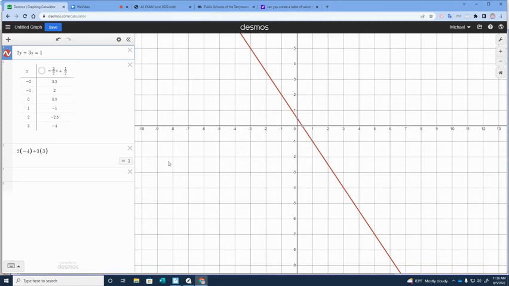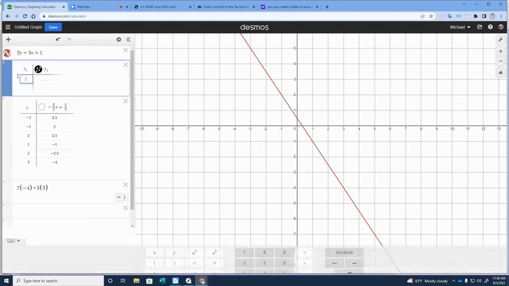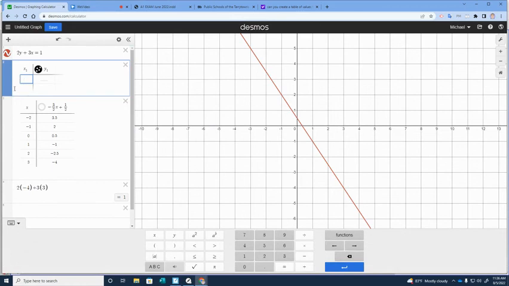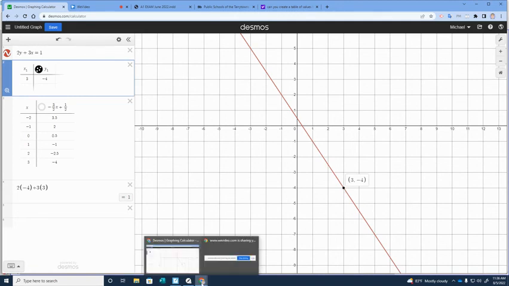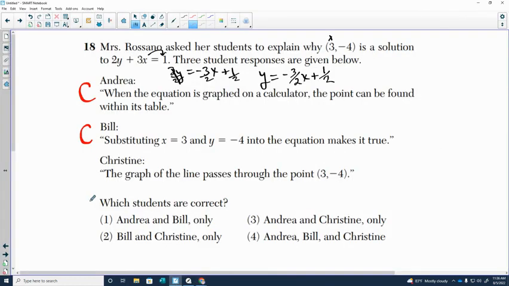And just to give you another cool little thing that we can do here, we can go to this plus sign here. I'm going to add a table. And on this table, I can put any point I want. So I'm going to put a 3 for my x, and I'm going to put a -4 for my y. And look, it put that point on my graph, and it ended up right on top of that line, reinforcing the idea that indeed Christine is also correct. So I'm going to put a C next to her name as well. Oh, she got a big C.